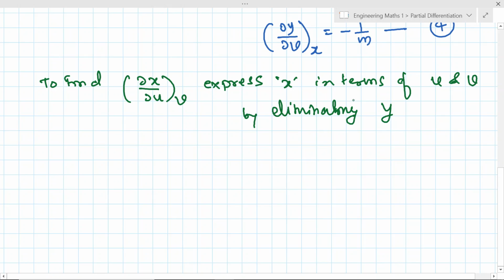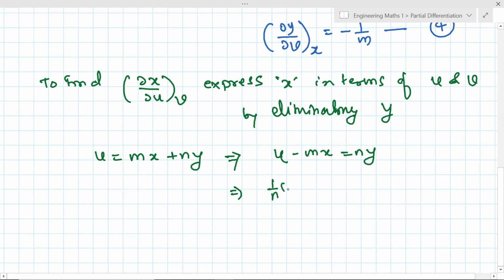So how do we eliminate y from both the equations? Let us see what we have. We have u is equal to mx plus ny. From this, what is the value of y? So u minus mx is equal to ny, and therefore what I get, this is 1 upon n into u minus m upon n into x, this is equal to y. This is the value of y.